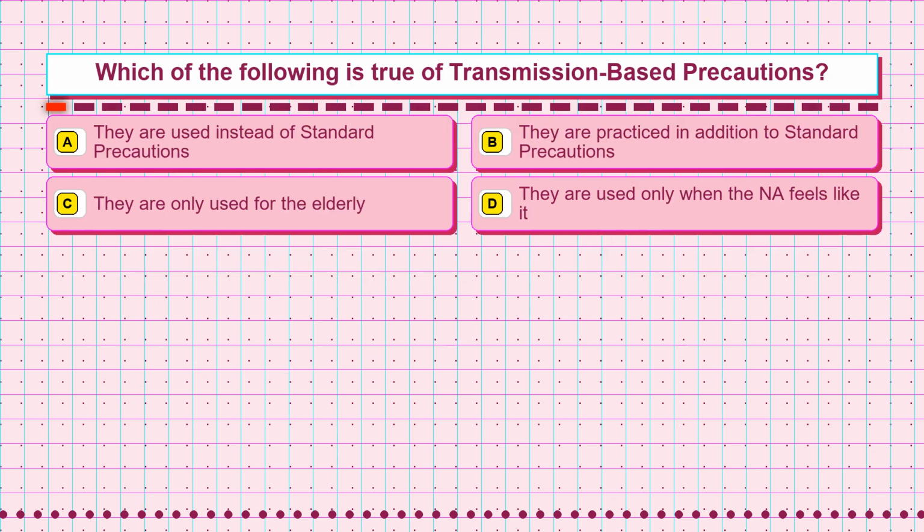Question 88. Which of the following is true of transmission-based precautions? Option A. They are used instead of standard precautions. Option B. They are practiced in addition to standard precautions. Option C. They are only used for the elderly. Option D. They are used only when the NA feels like it.